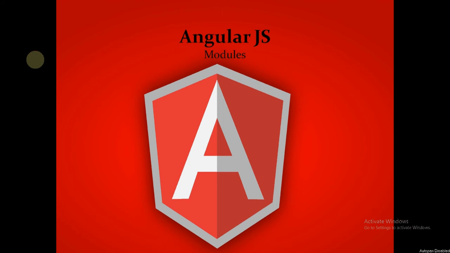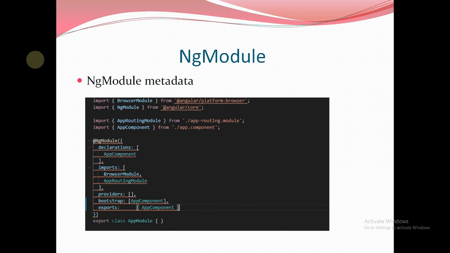So in today's video, we are going to see what AngularJS modules are. As a part of that, we'll be covering the decorator, that is ng module, and ng module is the decorator provided if you want to declare any module in Angular. A module is basically the compilation context provided for all the components, directives, pipes, or services.